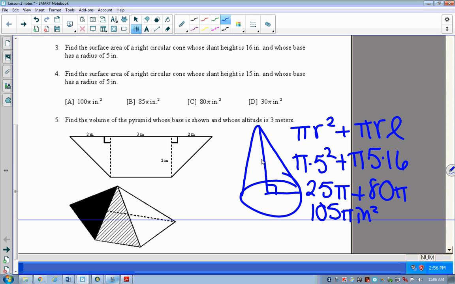All right. What answer did we get for this? I want your answer in terms of pi. Let's see. Somebody besides David. Michael, what'd you get? 100 pi inches squared. Very good. 100 pi inches squared. Did anybody get something different than that? Everybody got 100 pi inches squared? Very good. Okay. Number 5.